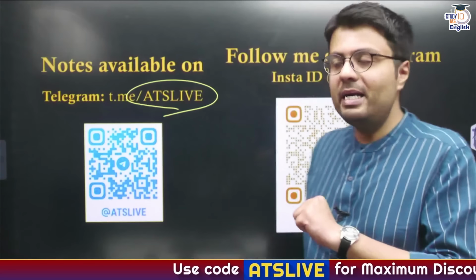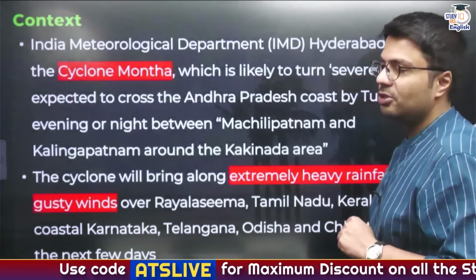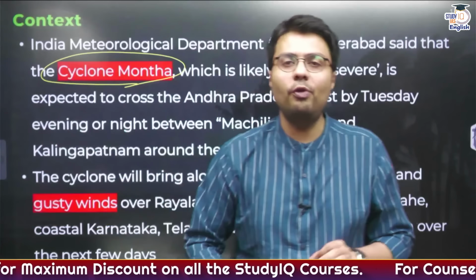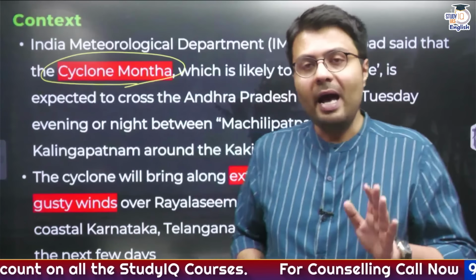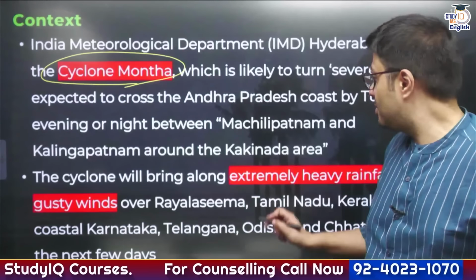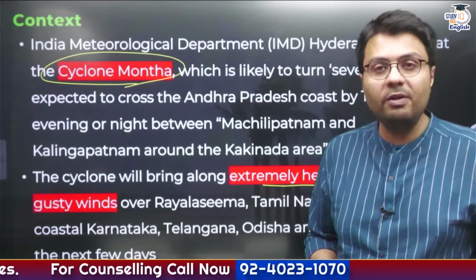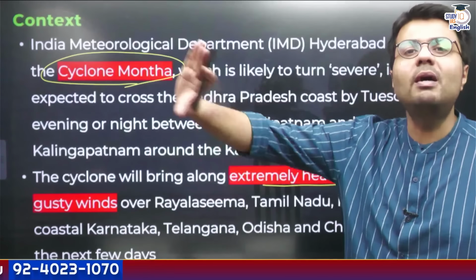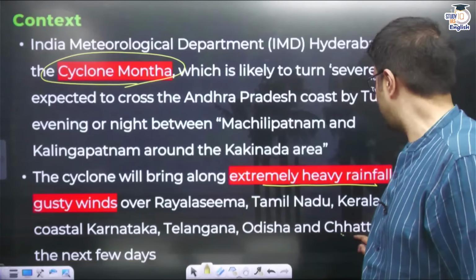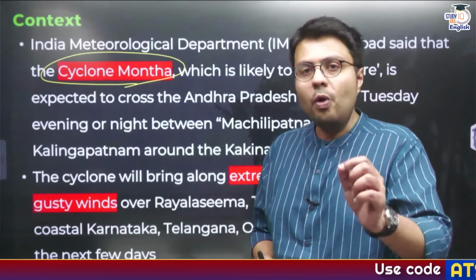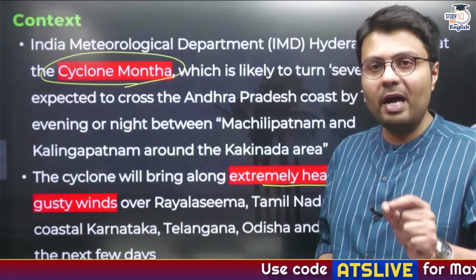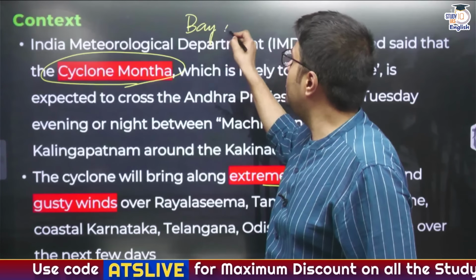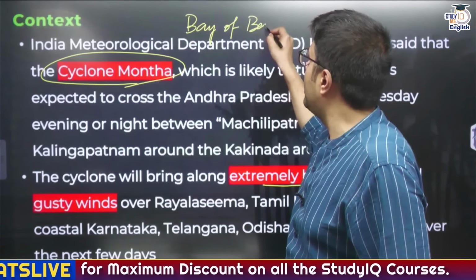So let us start by understanding the context of our today's discussion. You must have heard that the cyclone Montha has made landfall in the coastal regions of India. The next few days will witness extremely heavy rainfall and gusty winds in different parts of the country, be it on the eastern coast and also in some areas in the central part of the country, that is, states like Chhattisgarh. The most important factor that you'll have to understand in today's video is that this cyclone originated in the water body that is the Bay of Bengal region.